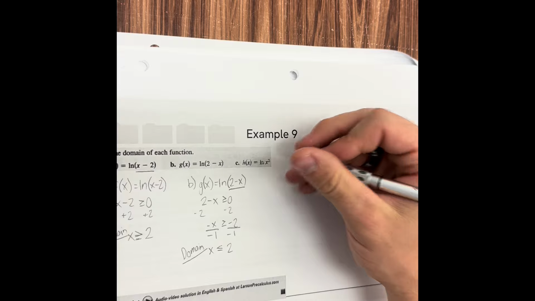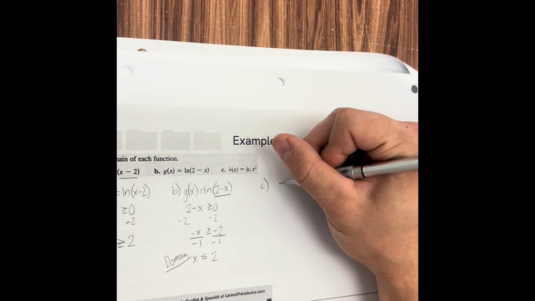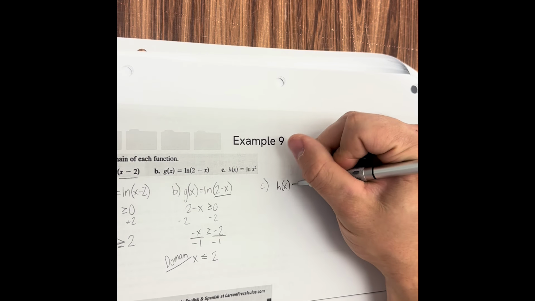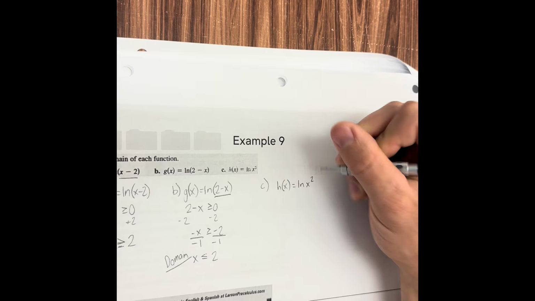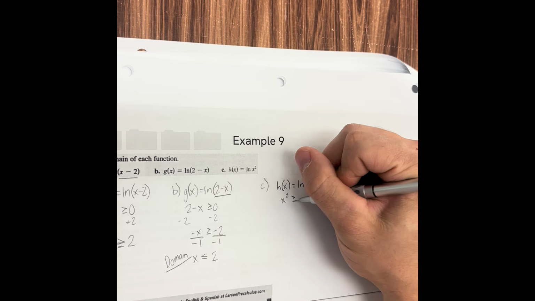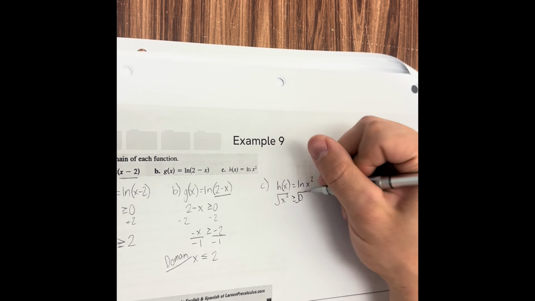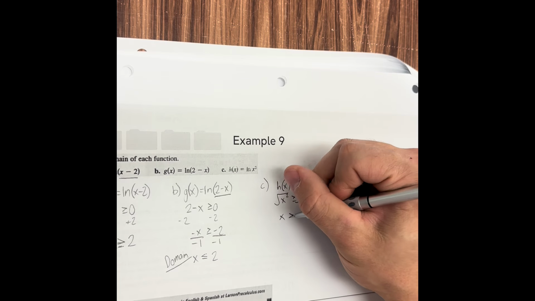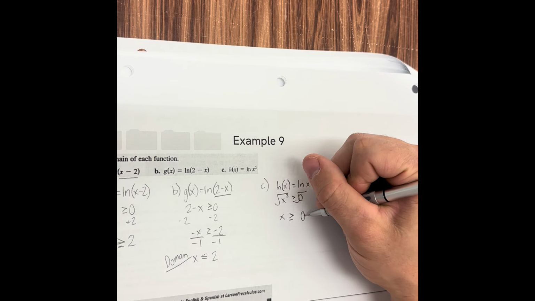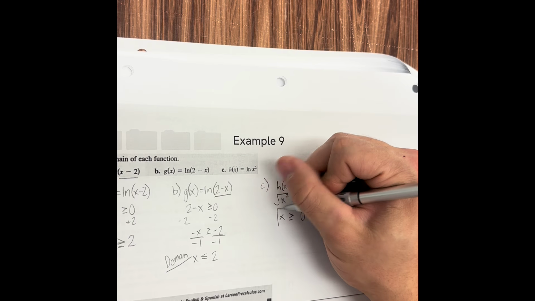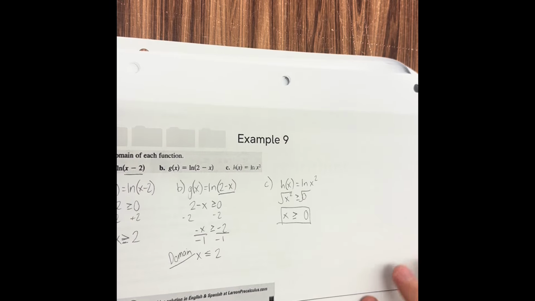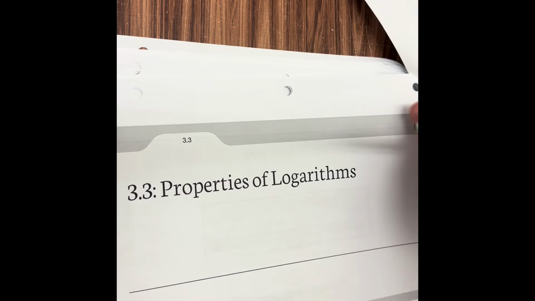Letter C, h of x equals natural log of x squared. So we know that x squared has to be greater than or equal to 0. Square root both sides. X has to be greater than or equal to, technically plus or minus 0, but there's only such thing as 0. No positive or negative.